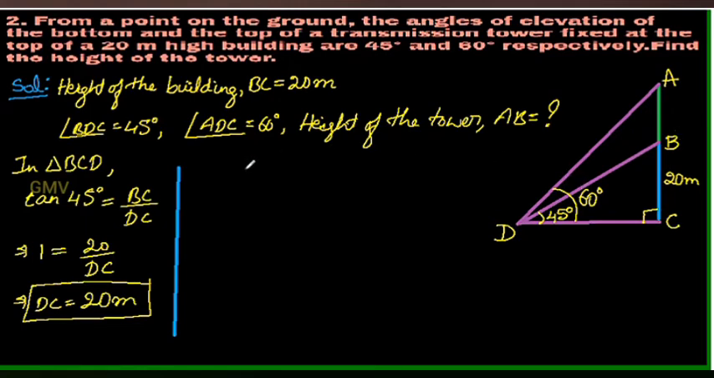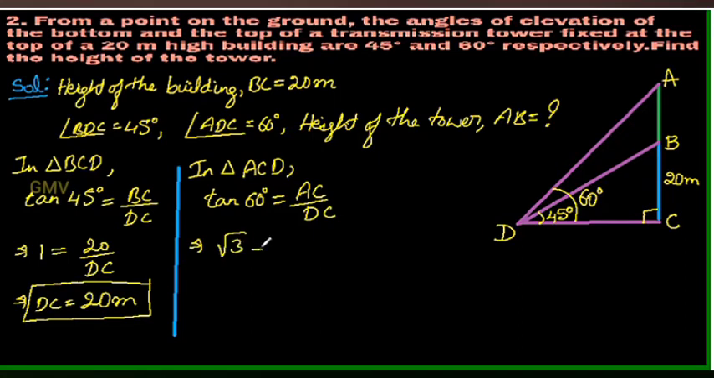So in triangle ACD, tan 60 degree is equal to opposite is AC by adjacent is DC. So it implies tan 60 degree means √3 is equal to AC value we don't know, but AC is nothing but AB plus BC. So instead of AC we have to write now AB plus BC by DC value is 20 meter.